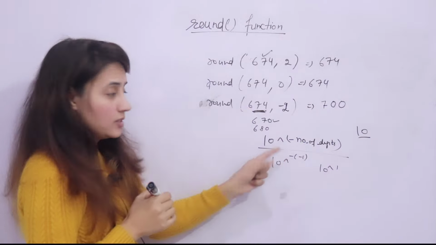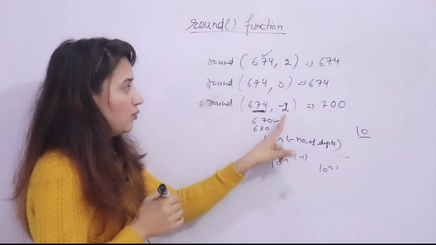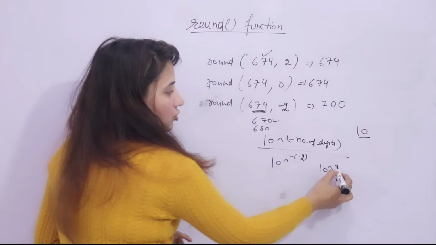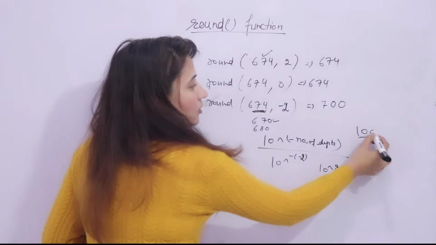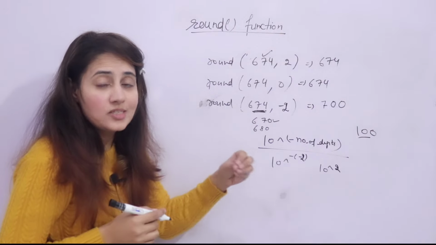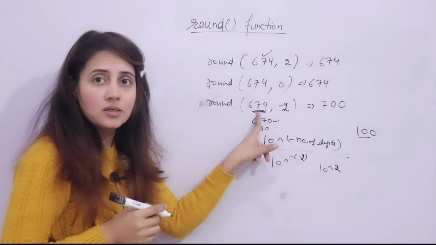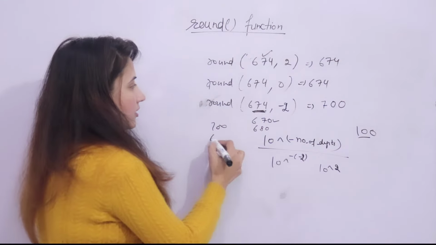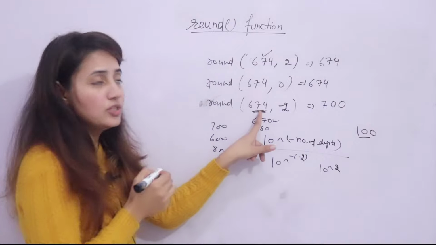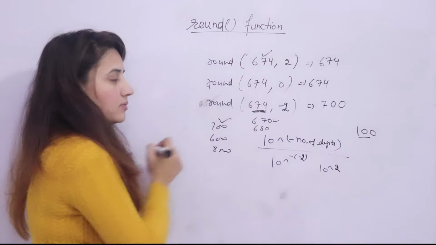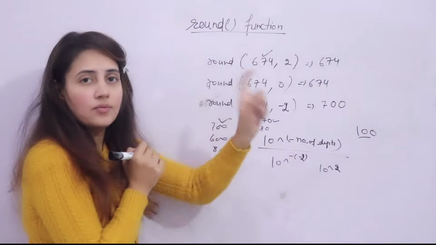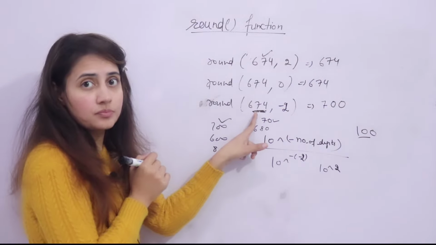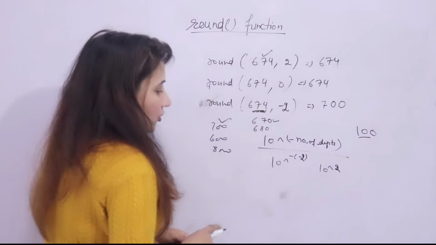You can also check with this, 10 to the power minus number of digits. Minus number of digits is -2, so now it is 2. 10 to the power 2 means 100. So the closest multiple of 100 to this number is obviously 700. Multiple of 100 is either 700, 600, 800, something like this. Closest to this is 700. Yes, that is why it will give 700. So if it is a negative value, then it will affect the integer also, right? I hope you got this.